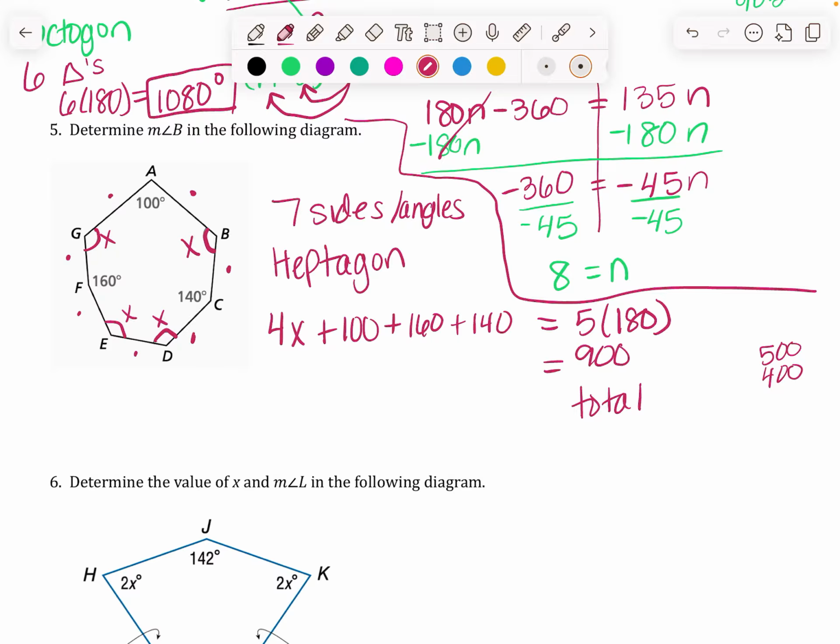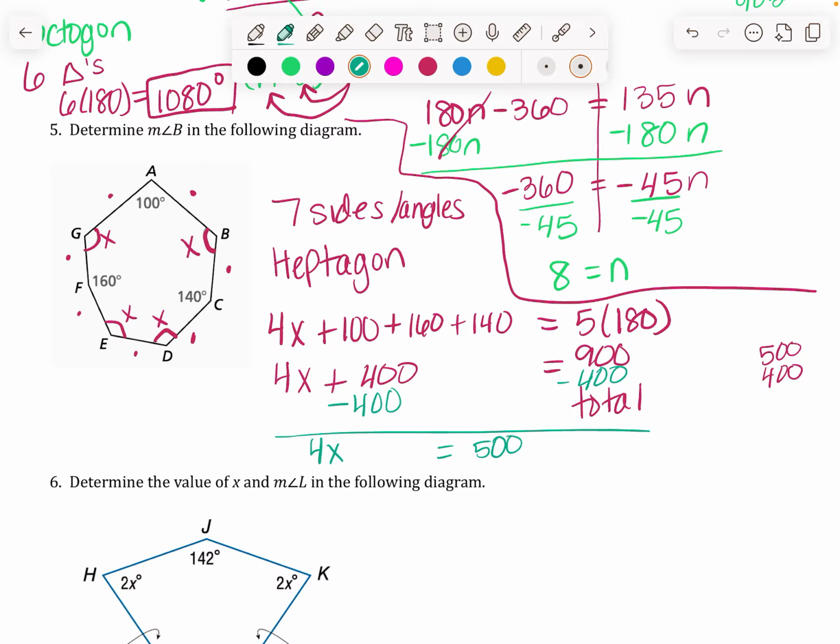So let's simplify the left side now. We're going to have 4x plus, we got 160 and 140 would be 300, and 100 more would be 400, equals 900 total. Then we're going to finish solving for x. So we're going to subtract off the 400 that we know is accounted for with angles A, F, and C. So that means we have 4 equal angles with 500 total degrees left over.